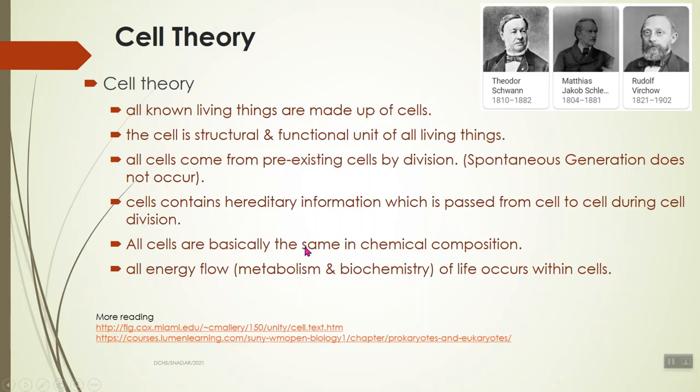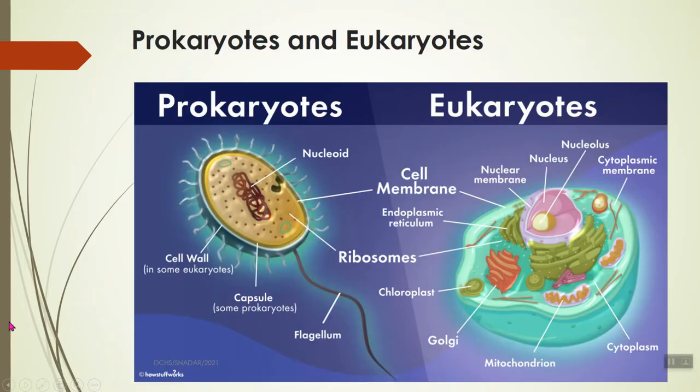All cells are basically the same in chemical composition. Cells are made up of macromolecules, which you know are the carbohydrates, lipids, proteins, and nucleic acids. Chemically, they are the same. The last one is that energy flow, which is metabolism and the biochemistry of life, occurs within the cell. Cells are the basic unit for metabolism and biochemistry.